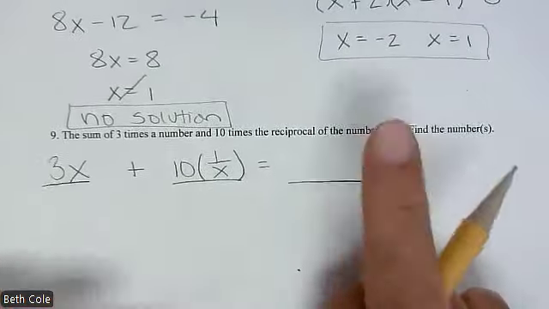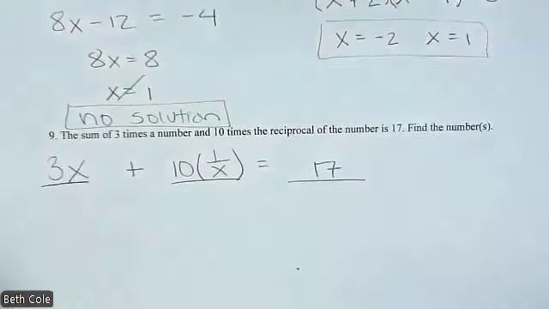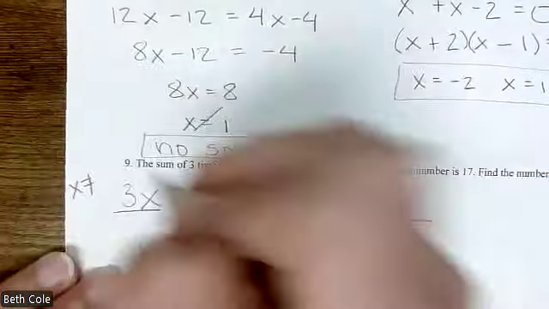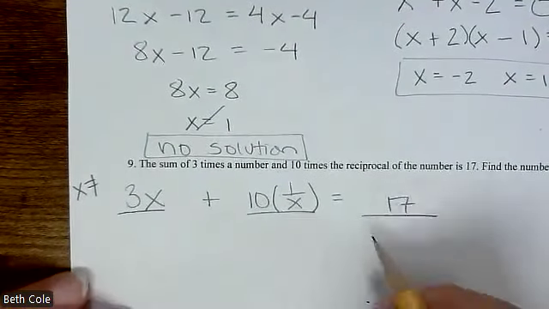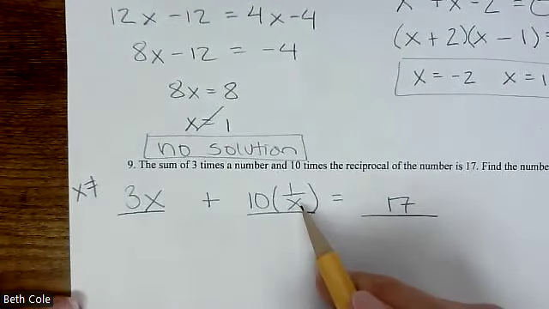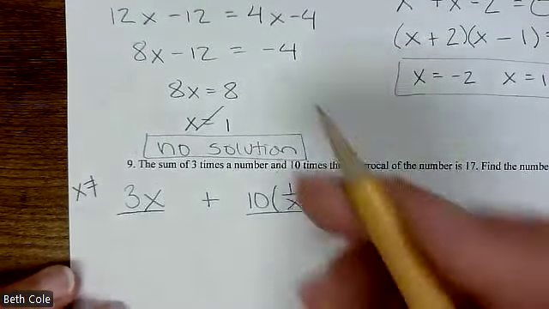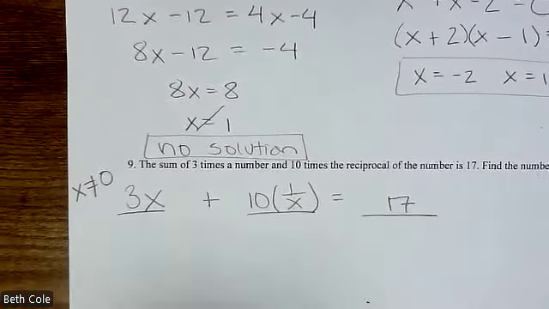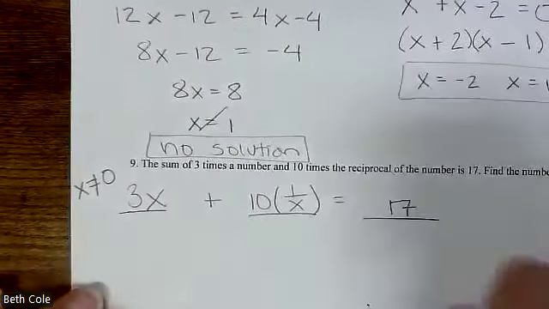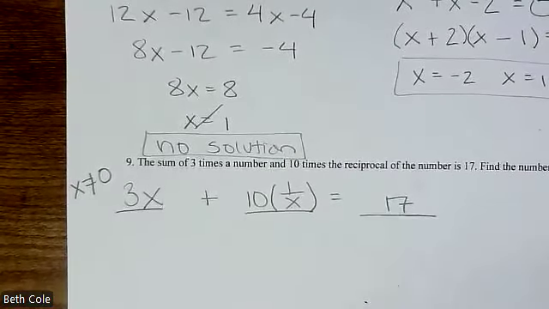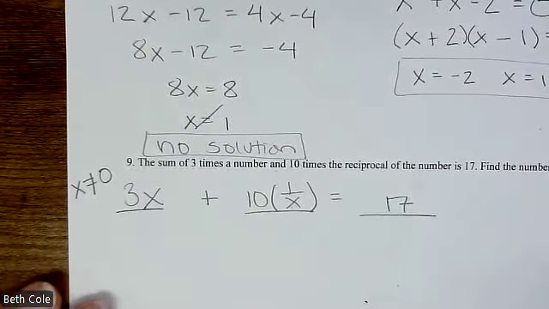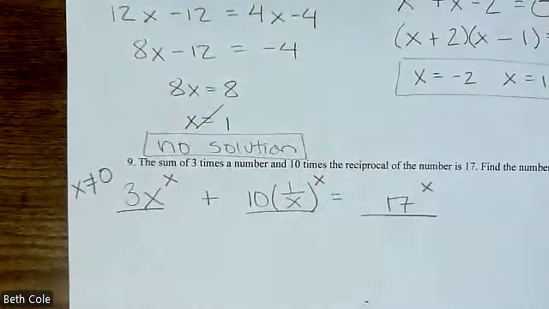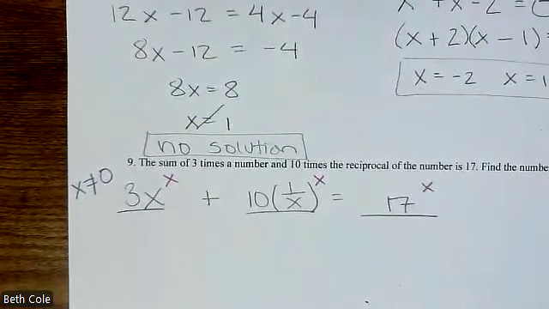And then is what? 17. Cool. What would make this denominator 0? It's the only denominator you've got in the whole thing. 0. Good job. And what is your common denominator? The only denominator there is. X. Good. You're going to multiply x to everything. It's the only thing that's in a denominator.